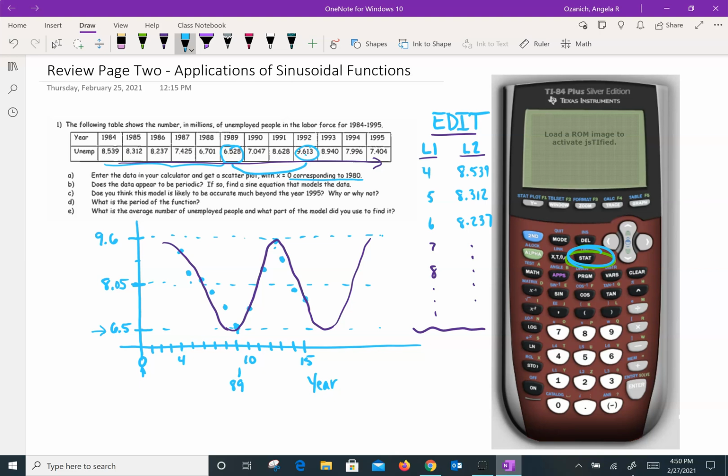All right, apologies. After you get your table in, that's when you're going to go back in and hit your stat button again. This time you'll go over to Calc, and you're going to go all the way down, I think it's like 1, 2, 3, 4, 5, 6, 7, 8, 9, 0, ABC, to a sine regression. Okay. And when you calculate your sine regression, what you should get, I'm going to write my information in here so we can see how we can use our model to write an equation.